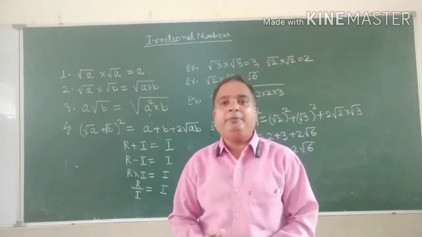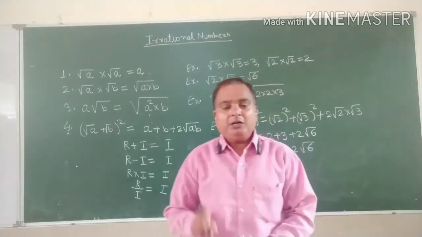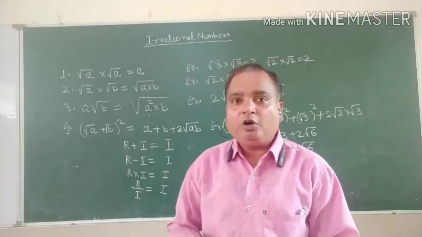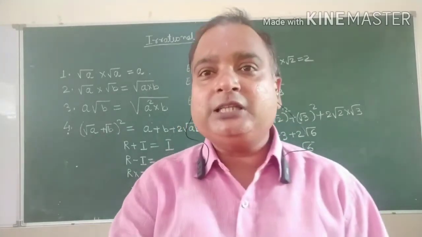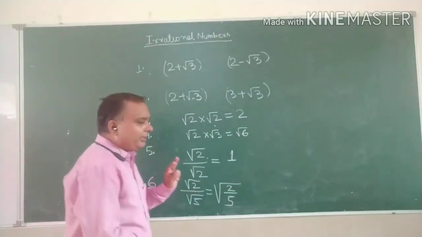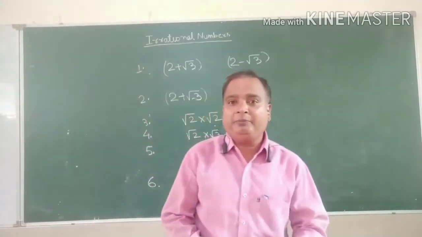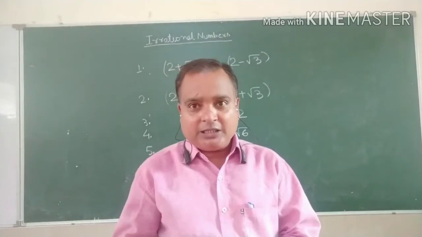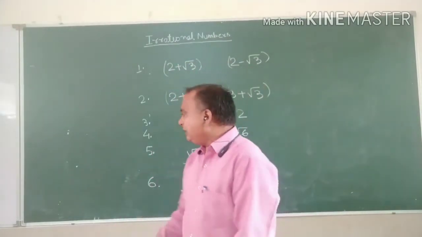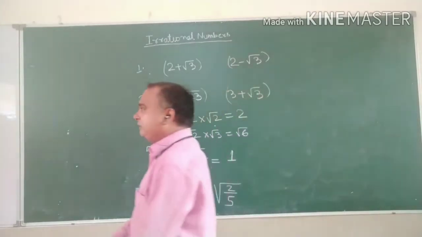But what will happen when we add, subtract, divide or multiply two irrational numbers? Now when we multiply two irrational numbers, then what will happen? The result may be rational, or sometimes irrational. Let's check with some examples.